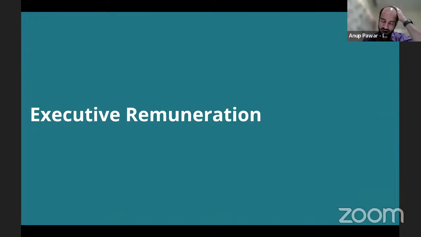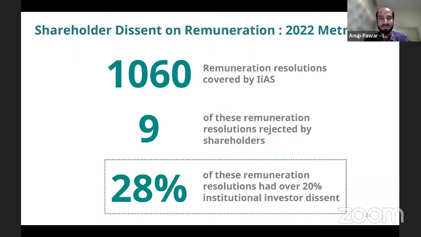This is remuneration. By far, the resolution category that we spend the most time on internally debating. Again, those headline stats for you to get a sense of what is the amount of pushback. So we covered close to or over 1,000 remuneration resolutions in calendar year 2022. That's a large number by any stretch. It takes a lot of effort to put out our analysis on remuneration resolutions. Only 9 were rejected, but again, that number where over 20% institutional investor dissent was there was high at 28%.